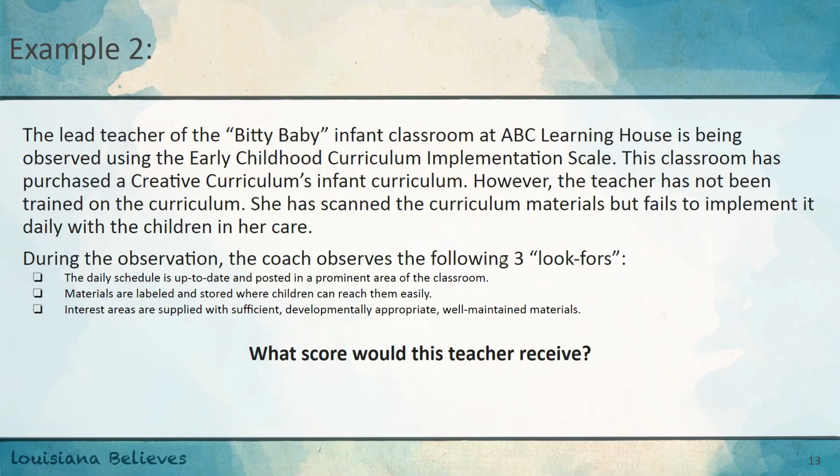Right. The teacher would receive a 1 because even though they have a Tier 1 curriculum, they are not implementing it in the classroom. So they would need support provided by our coaches to help them and assist them in implementing it with fidelity.